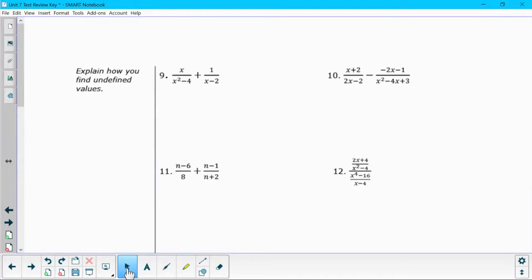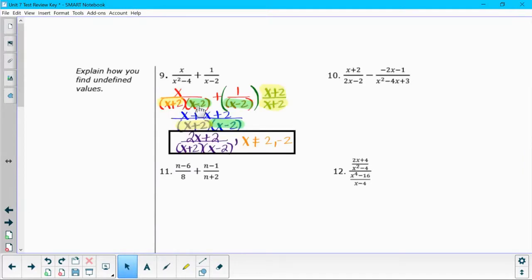Okay, for number 9, we are doing a similar method. We are going to try to find a common denominator first by factoring. I see that I get x plus 2, x minus 2. My second fraction already has x minus 2, so all I need to do is add x plus 2 to the top and x plus 2 to the bottom, because remember, this is just like multiplying by 1. Now that I have a common denominator, I just combine my numerators. Do not forget to multiply. 1 times x, 1 times 2. I get x plus 2 all over x plus 2, x minus 2.